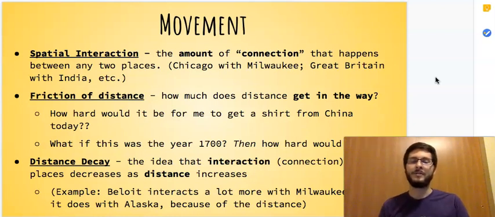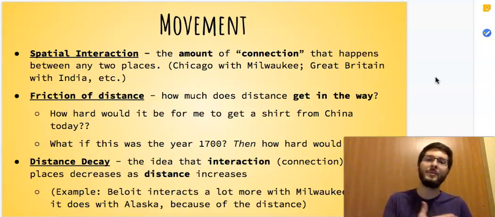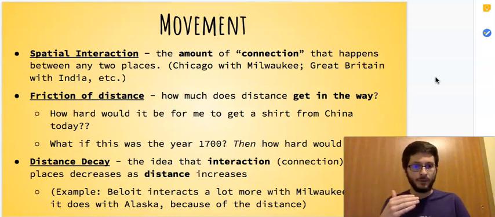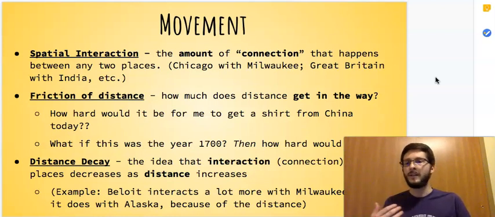Well, when we're talking about this geographic concept, the word friction is a little bit different here. We're talking more metaphorical friction than anything. So it's how much does distance, distance being the friction here, get in the way? How much does distance slow down the movement of something, whether that's the movement of people, the movement of goods, the movement of ideas, or anything else.